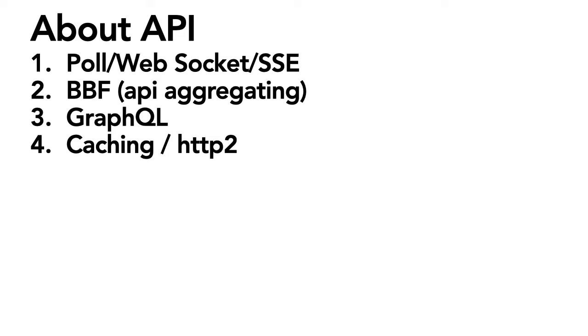And about API. API is a hard, very complicated topic to talk about. I just list something I can think of. The first one is about data update, right? As I mentioned about the stock application, there will be updates of the prices. So we either poll the price at an interval or we use WebSocket to communicate with the server.